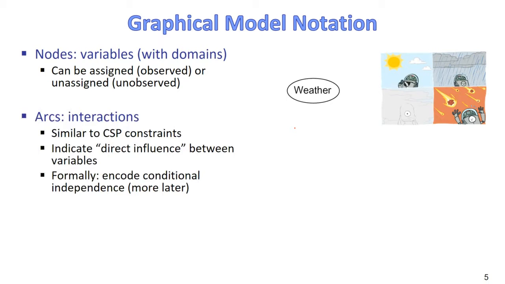Now the arcs or the links between the nodes represent interactions. This is very similar to the constraints in the CSP session that we had. Here they represent relationships between the variables and indicate direct influence. So an arc between two variables indicates direct influence or direct interaction between the variables. Formally, as we will see later today, they actually encode conditional probability, conditional independence.